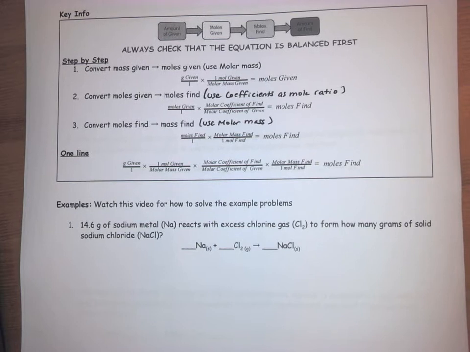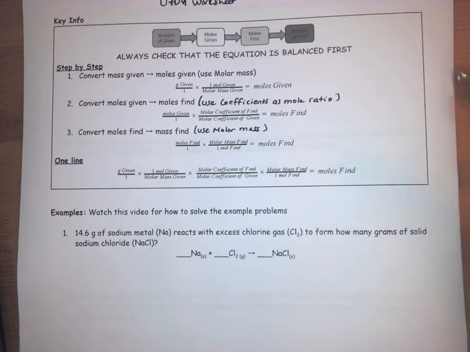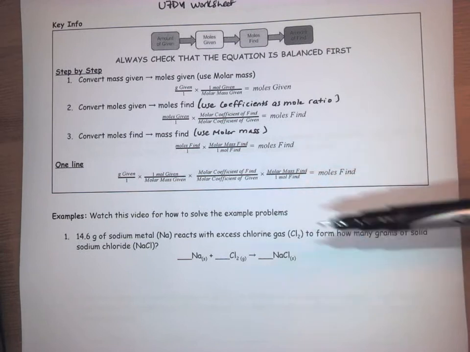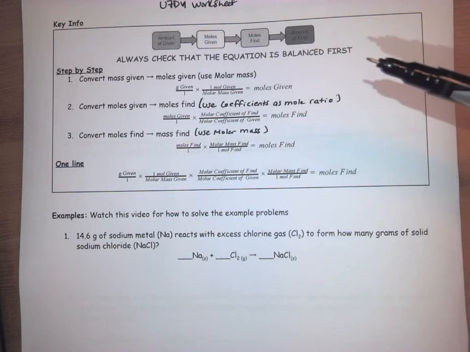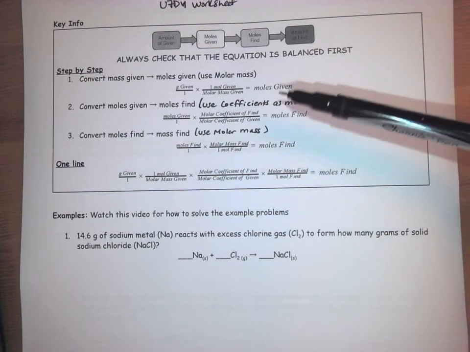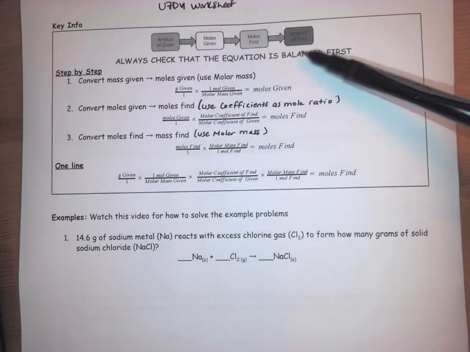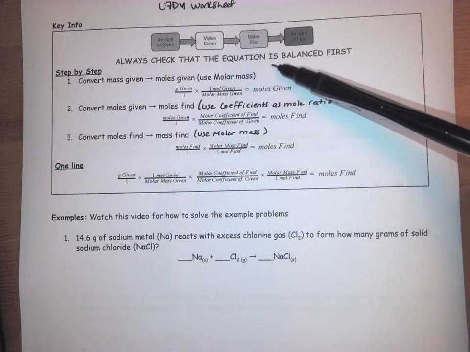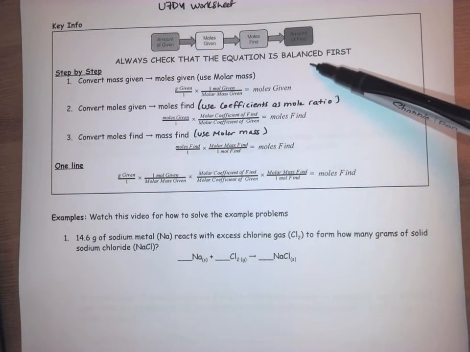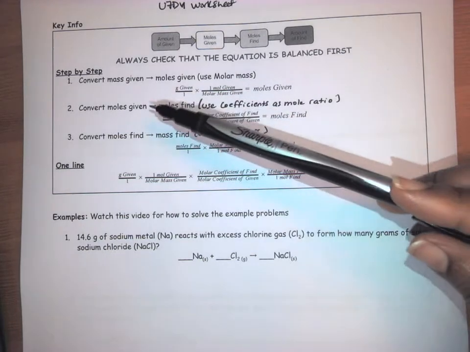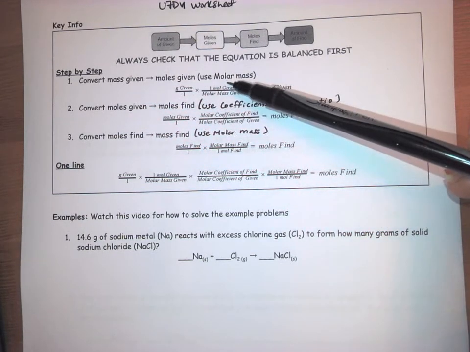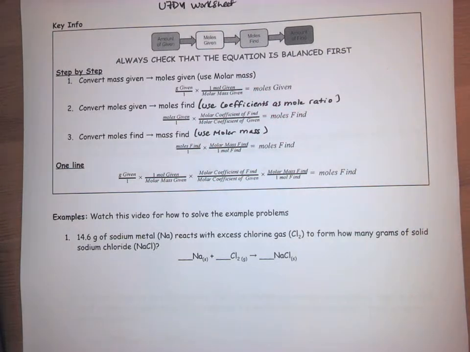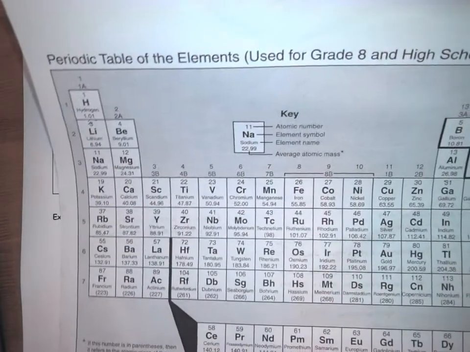So before we get started, I just want to go over the process with you. We are solving mass-to-mass reaction stoichiometry problems. We're given the mass of one substance in the reaction, and we're trying to find the mass of something else. The first thing we need to make sure is that our equation is balanced, and if it's not balanced, to balance it. Once we've done that, we are going to take the mass of our given and convert it to moles of our given using the molar mass. To get the molar mass, you use your periodic table.